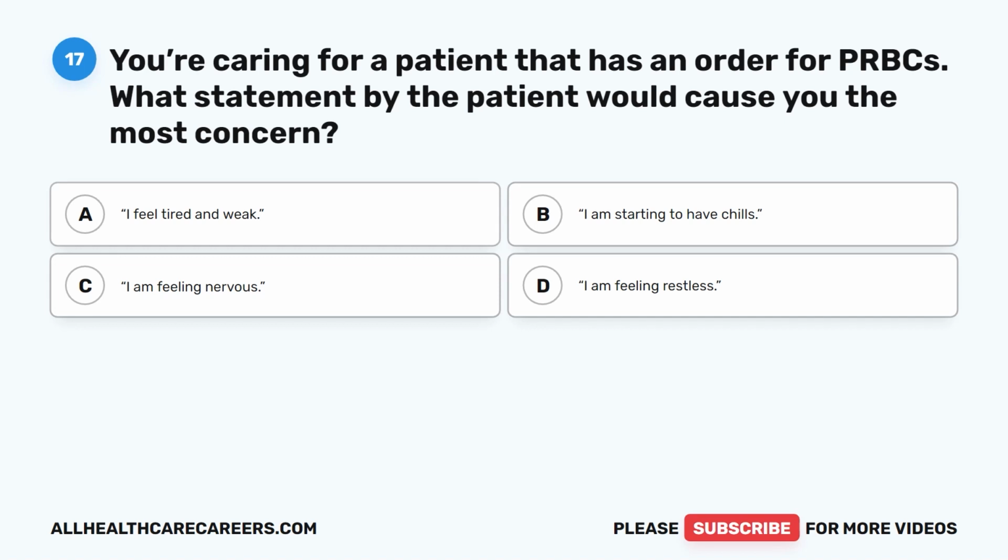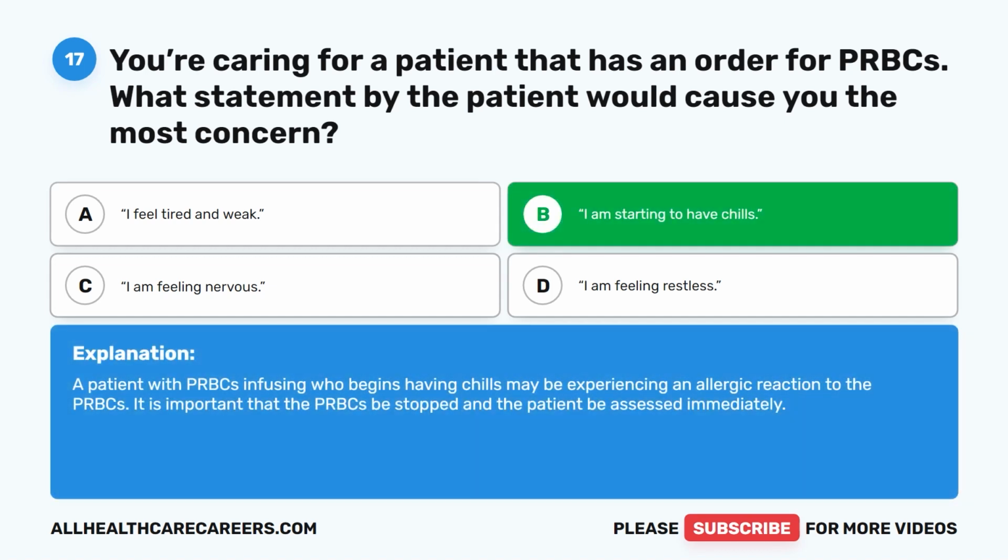The correct answer is B. I am starting to have chills. A patient with PRBCs infusing who begins having chills may be experiencing an allergic reaction to the PRBCs. It is important that the PRBCs be stopped and the patient be assessed immediately.